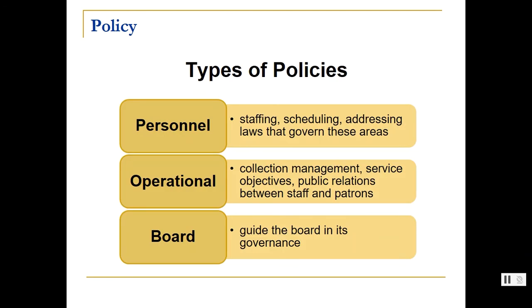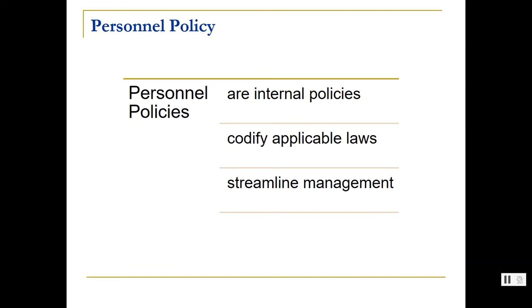There are 3 different types of policies that concern libraries. These are personnel, operational, and board. The Kentucky Department for Libraries and Archives can provide guidance to library boards and directors when it comes to developing these policies. Personnel policies are internal policies that codify applicable laws that help streamline management.